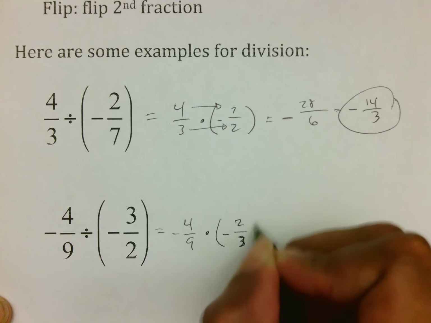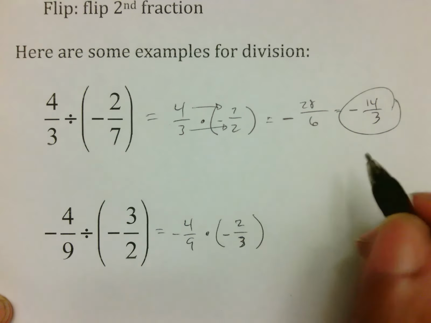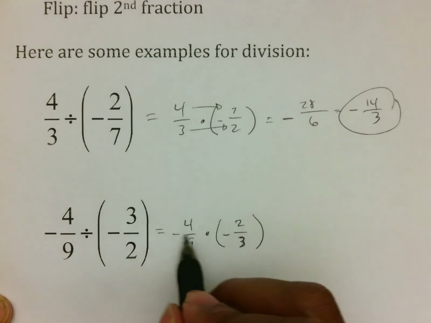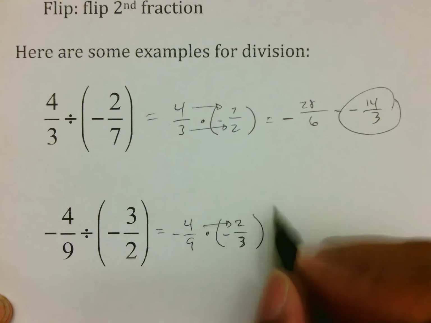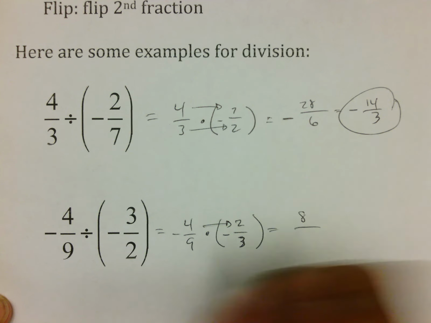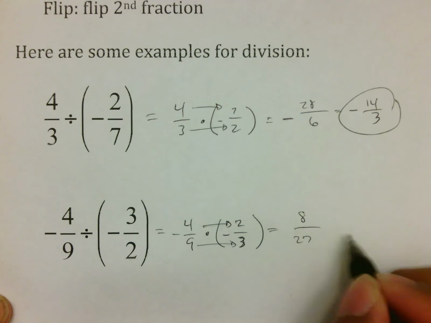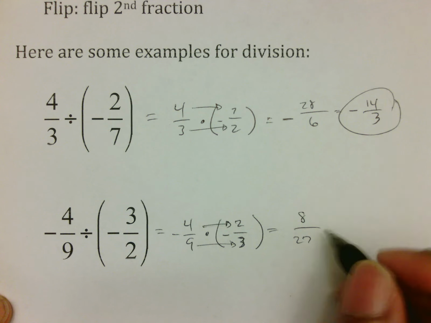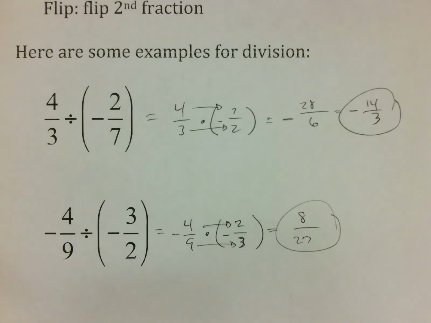Again, I think I counted my negatives too fast, but it's okay. Again, once we get ready to work this out, 2 negatives makes it positive. 4 times 2 turns into 8. 9 times 3 turns into 27. I can't think of any number that goes into both. That should be my final answer.